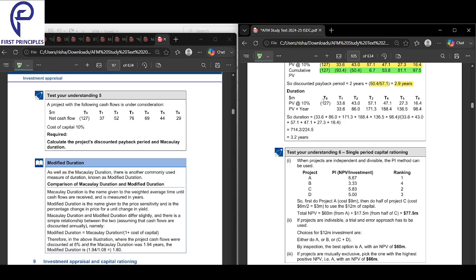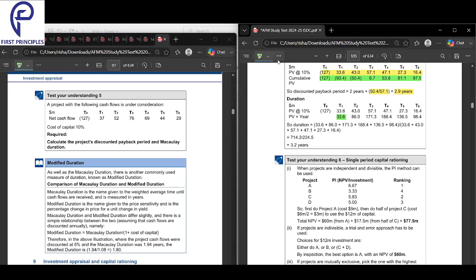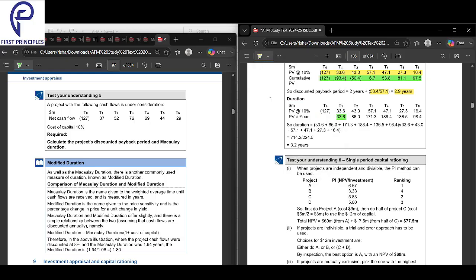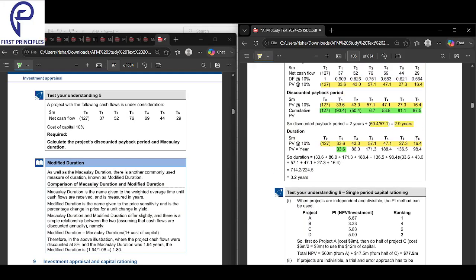Duration is very easy. What you have to do is just multiply the present value with the year. First of all, you take all the present values. For both, you need the present values. You calculate the present value, same as it is. Then just multiply it with the year.